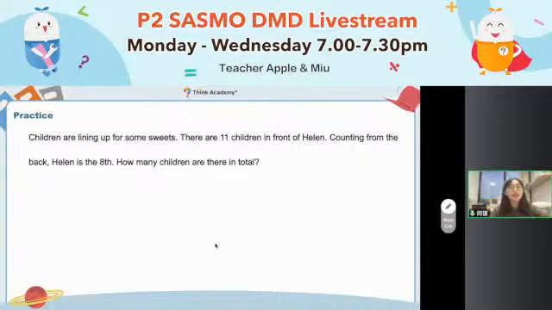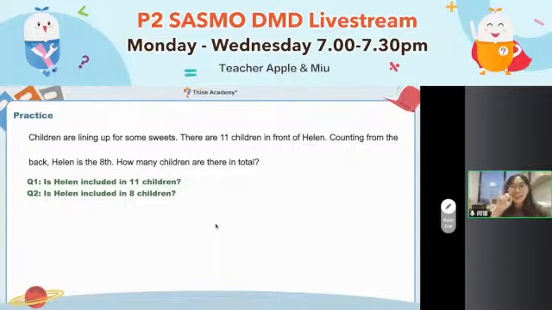11 children in front of Helen. 11 is a cardinal number. Helen is the 8th. 8 is an ordinal number. Okay, think about it. 18 or 19. Okay, everyone, be more careful. Do we need to plus 1, minus 1? Think about it. Be more careful, okay? Is Helen included in 11 children? No, right? Because 11 is a cardinal number, okay? And then is Helen included in 8 children? Yes, because that is the 8th, okay?